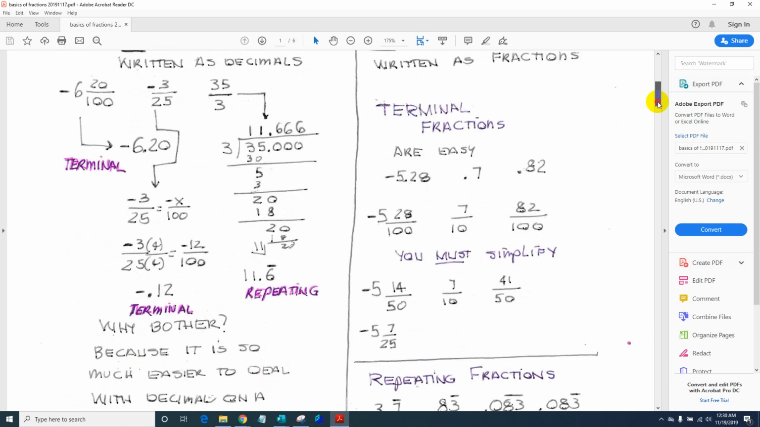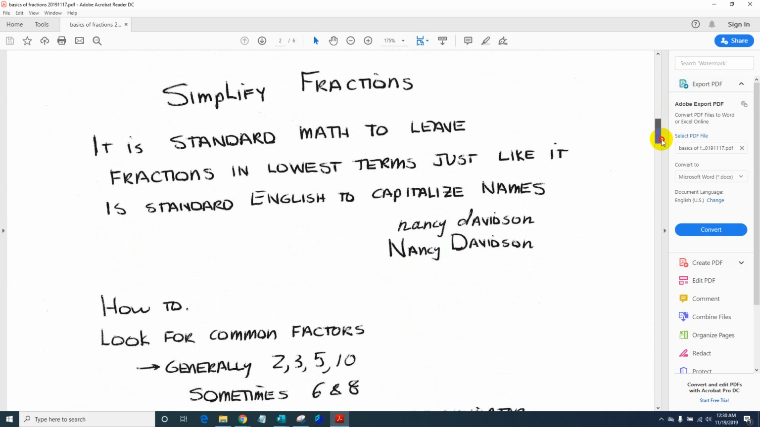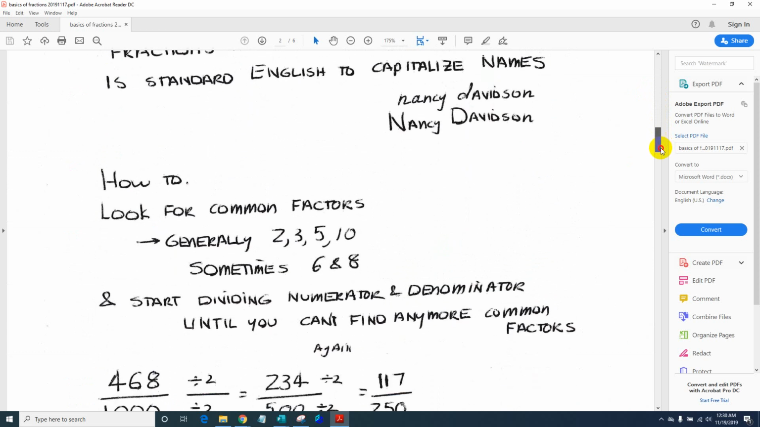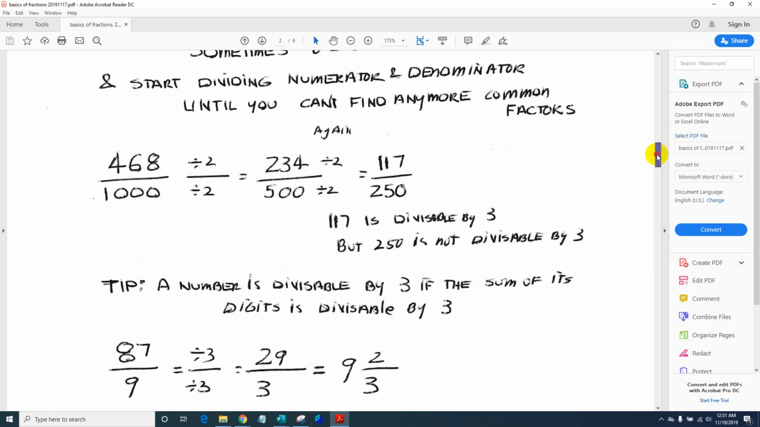Particularly, you need to know how to simplify fractions. You must leave all answers in simplest form on these fraction problems. So if you get answers like this, you have to simplify. You look at the factors of the numerator and the denominator, you factor them out, and you just start simplifying. You just start dividing by 2 if this is an even number, and you just keep going until you can't go any further.